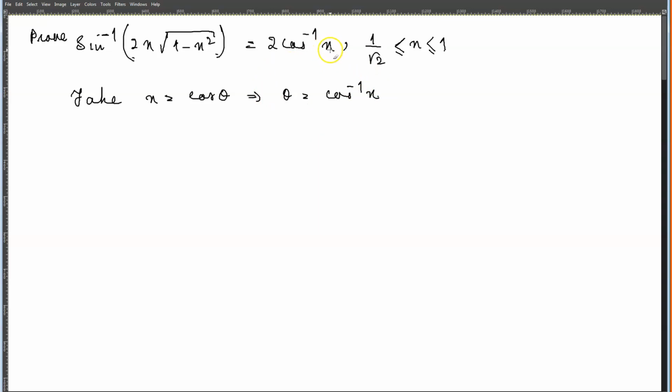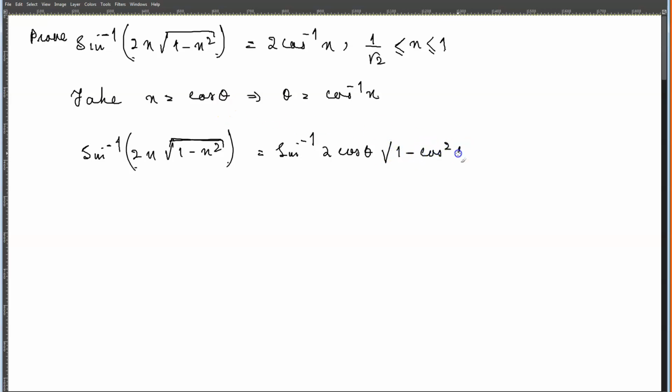Okay, so what that means is, let me see what we did in the previous part of this problem. Over there we took x as sine of theta, then sine inverse of x is equal to theta. Then we have the sine inverse of 2x times the square root of 1 minus x squared. And if I write this now in terms of x, it is the sine inverse of 2 times cos theta times the square root of 1 minus cos squared theta.